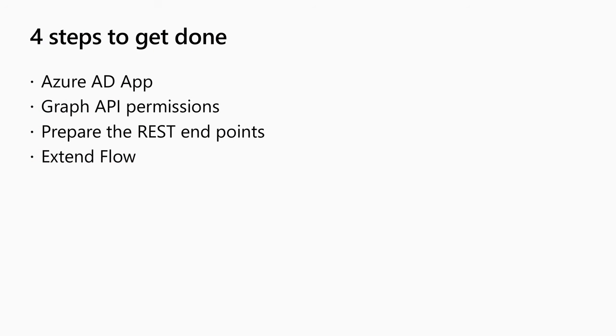Now we will just recap here. So we have to create the Azure AD App, set the graph permissions, whether admin or delegate. Then we create the connectors and find out the REST endpoints we will need. And then you have to just extend the flow to use that connector and write your application logic.